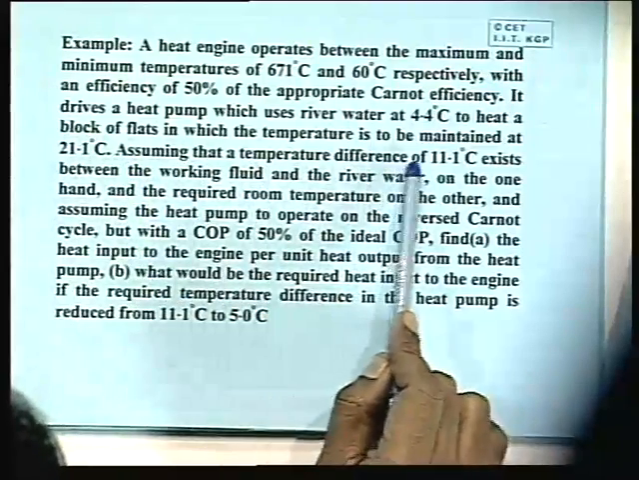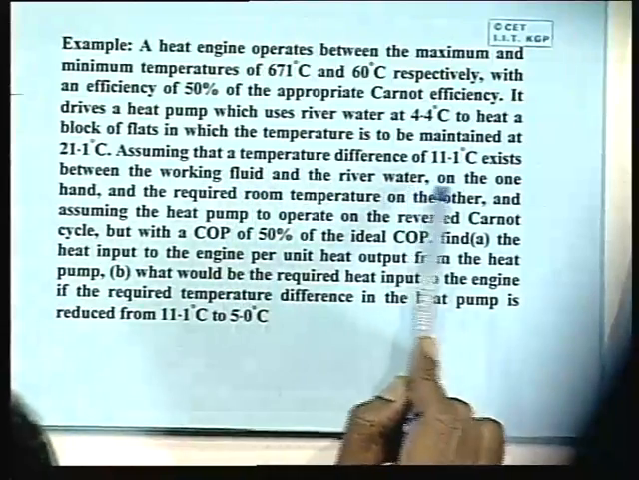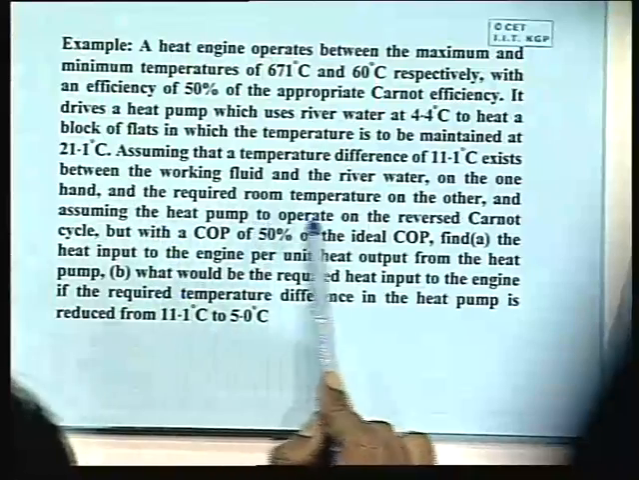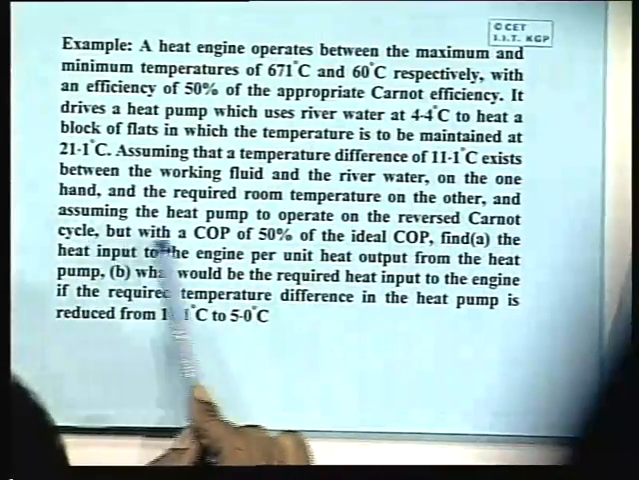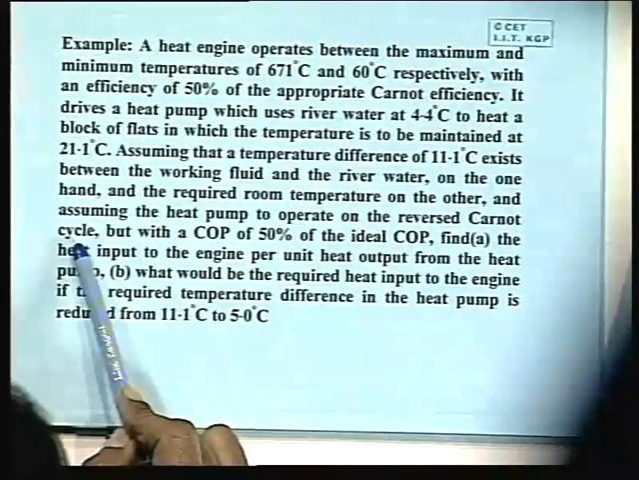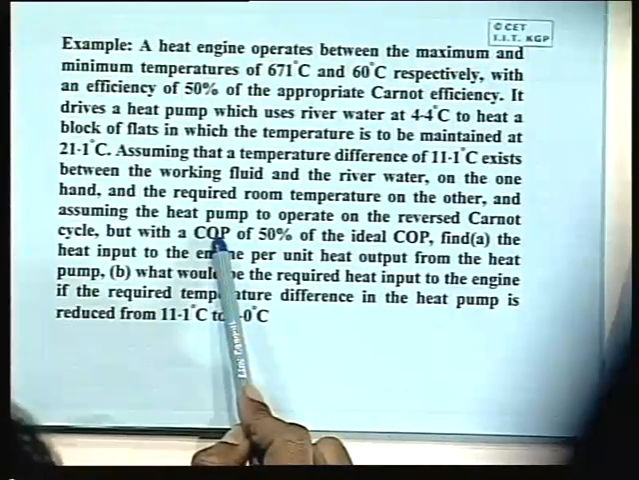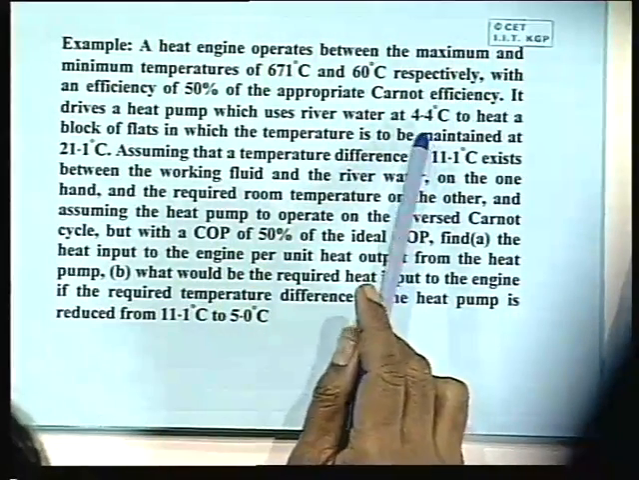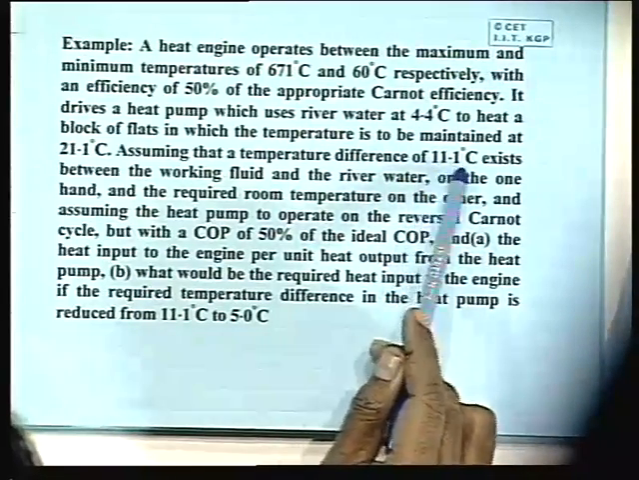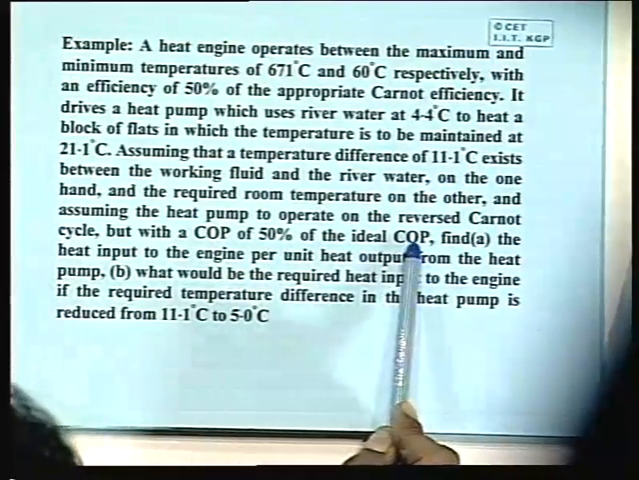Assuming that a temperature difference of 11.1 degrees Celsius exists between the working fluid and the river water on the one hand and the required room temperature on the other, and assuming the heat pump to operate on the reversed Carnot cycle but with a COP of 50% of the ideal COP. A reverse Carnot cycle means an ideal or a reversible heat pump. So this heat pump is an irreversible heat pump, and you can very well recognize that there is an irreversible heat transfer because of the finite temperature difference of 11.1 degrees Celsius. This is one of the reasons.